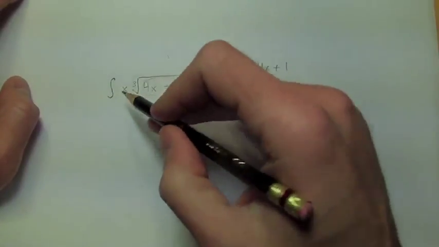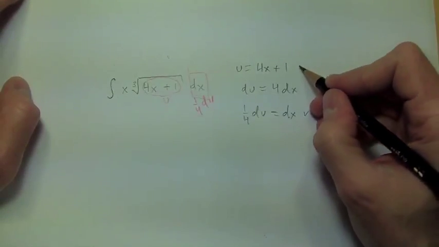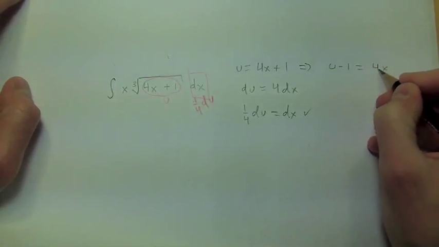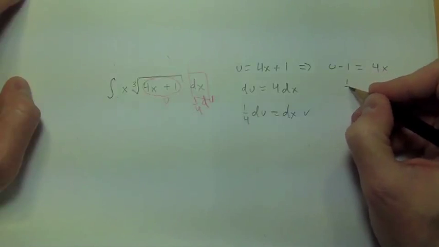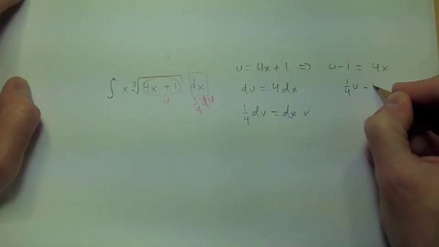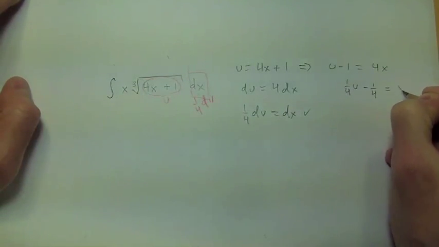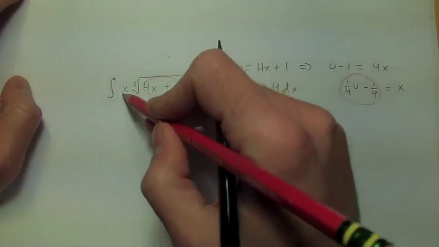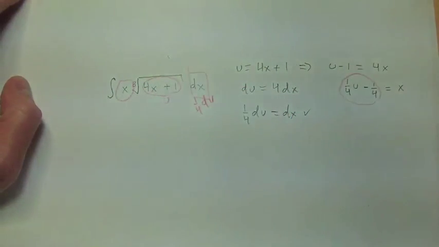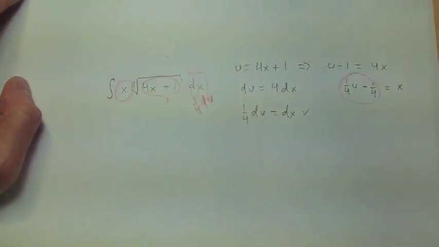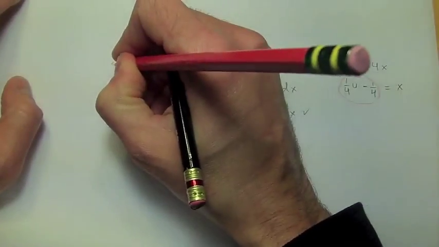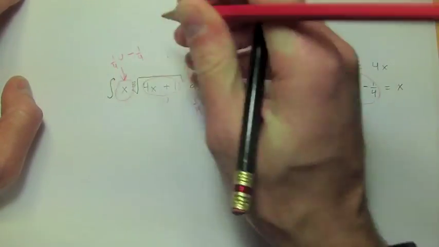Now this x, of course, I need to solve. So I'm going to subtract 1, so u minus 1 is 4x, and once again, dividing by 4, I get 1/4 u minus 1/4 is equal to x. So that is what is going to go right here. Okay, so I'll write that in. This piece is going to be 1/4 u minus 1/4.